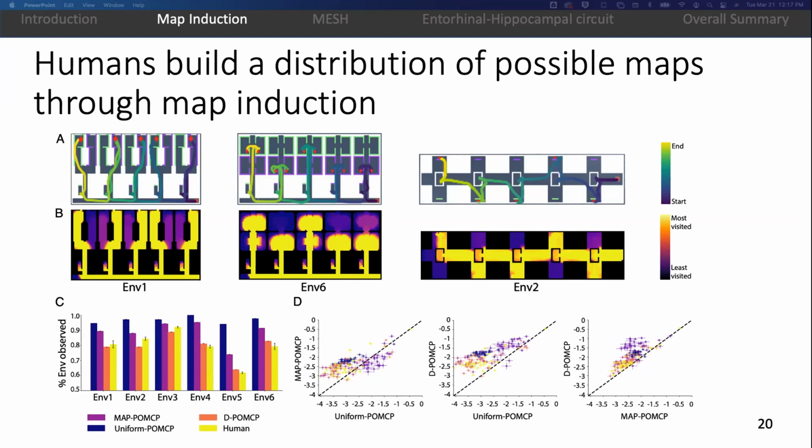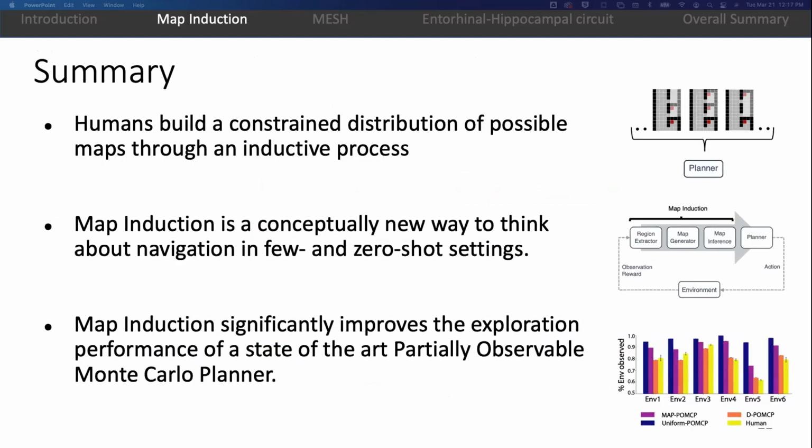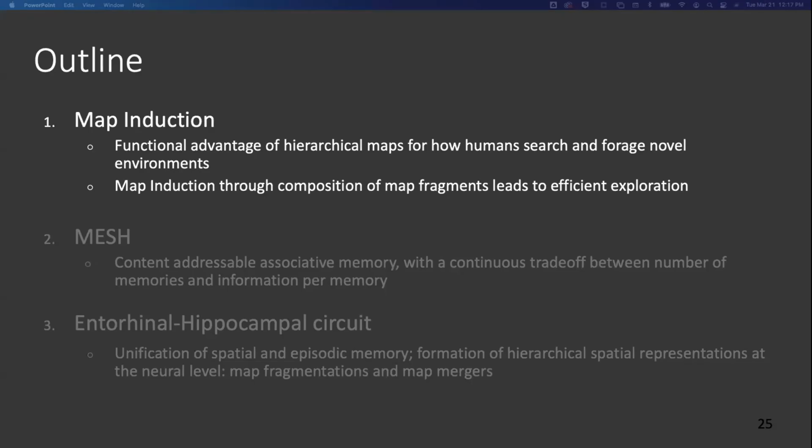So this suggests that humans are building a distribution of possible maps. Just to summarize this part, we've seen that humans build a constrained distribution of possible maps through an inductive process rather than a very unconstrained distribution. Map induction is a conceptually new way to think about navigation in these zero and few shot settings. And this significantly improves the performance of state-of-the-art partially observed Monte Carlo planners as well, so it can also be used in AI systems. So that summarizes the map induction part.